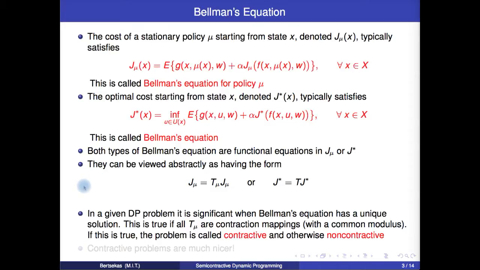This abstract point of view is going to be significant as we progress in this lecture series. Now, from an analytical point of view, it is important when Bellman's equation has a unique solution. This is something that is usually true, and in particular it is true if all the mappings T mu are contraction mappings, because then T mu has a unique fixed point, which has to be this J mu. And if this is true, the problem is called contractive. Otherwise, it's called non-contractive. Contractive problems are much nicer than non-contractive problems. Let us discuss the difference between these two types of problems.